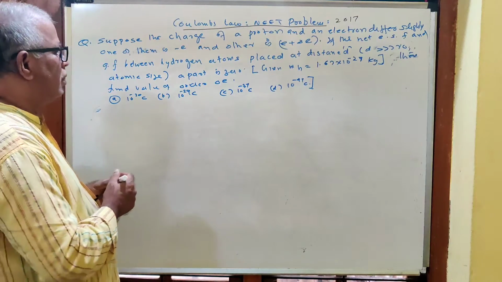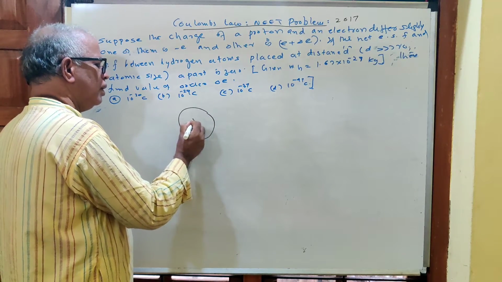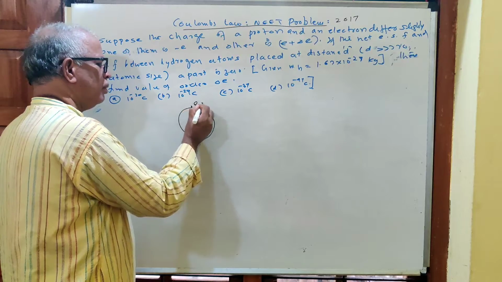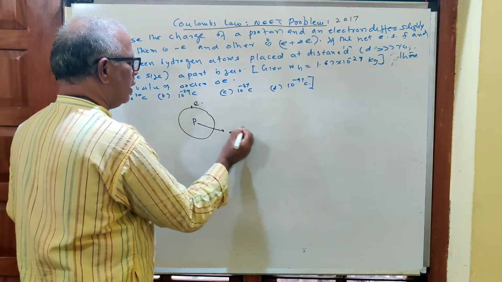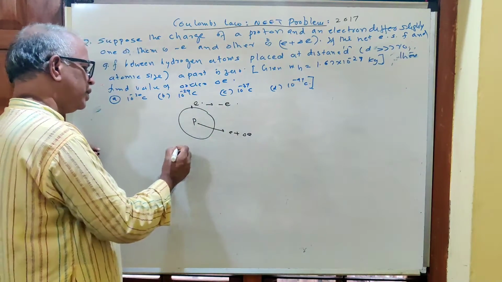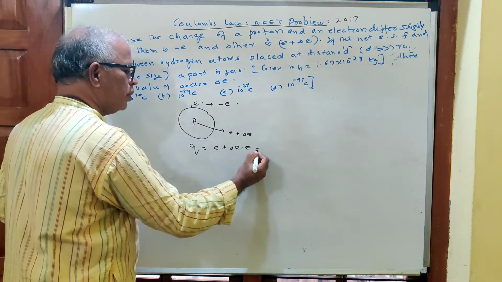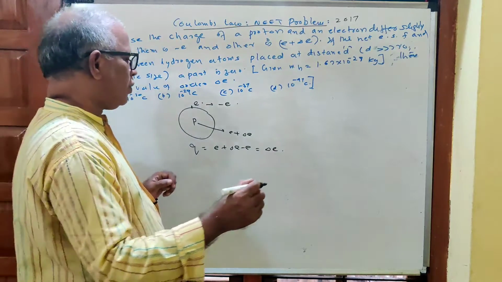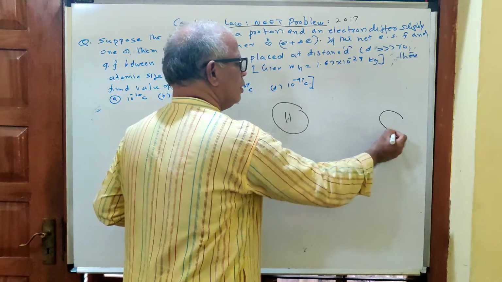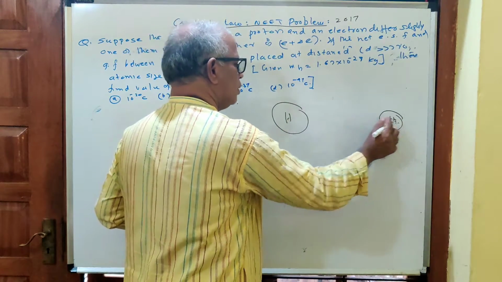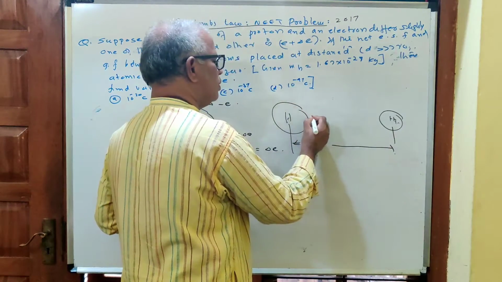You got it? So some hydrogen atom is there. We know one proton is there, one electron is there. Protonic charge is given as e plus delta e. Electronic charge is given as minus e. So net charge Q is equal to e plus delta e minus e, so delta e. One hydrogen, the other hydrogen, distance d, charge is delta e.